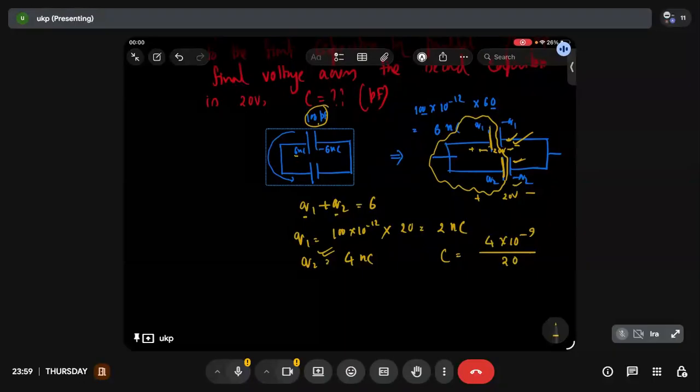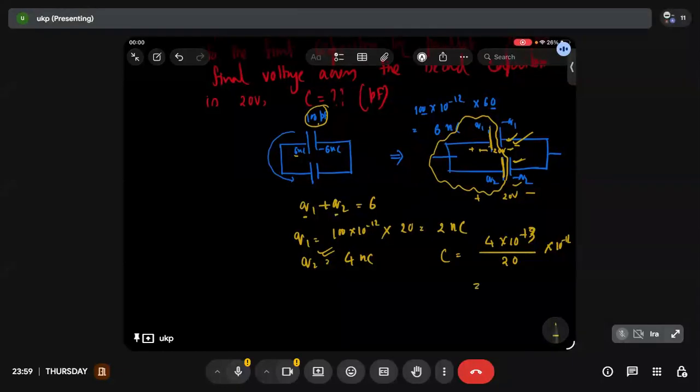Picofarad unit. So in picofarad unit, I need to get a 10 to the power minus 12 out. So let's make it 10 to the power 3 into 10 to the power minus 12. Solve करेंगे तो क्या आएगा दोस्त? 200 picofarad. That's it. This is the final answer. Does it make sense? Yes or no? ঠিক আছে, can you move to the next one guys?